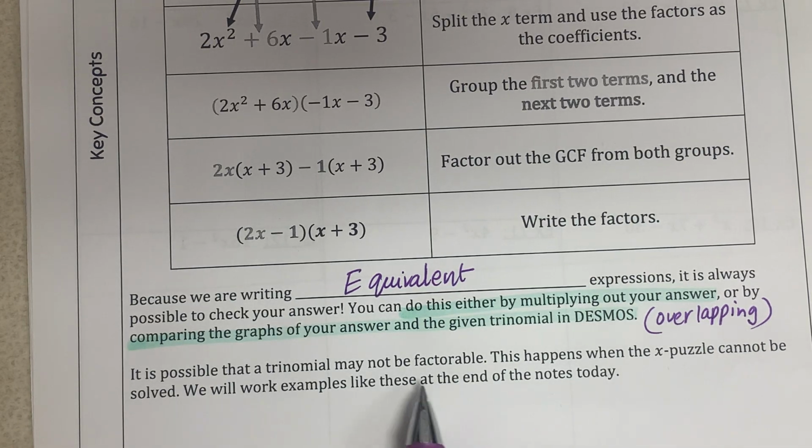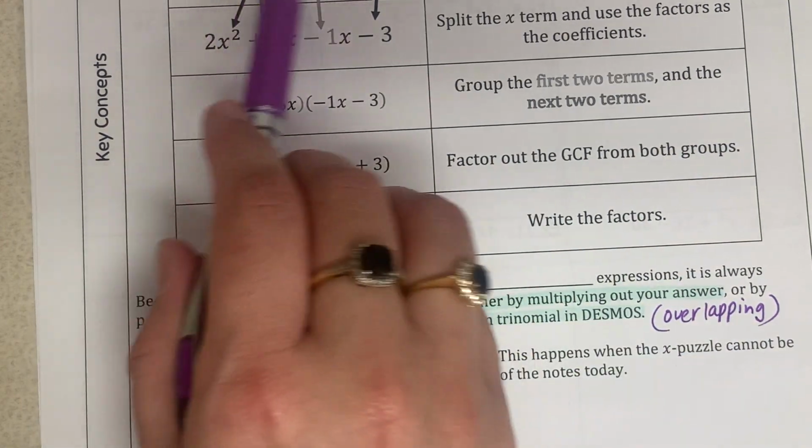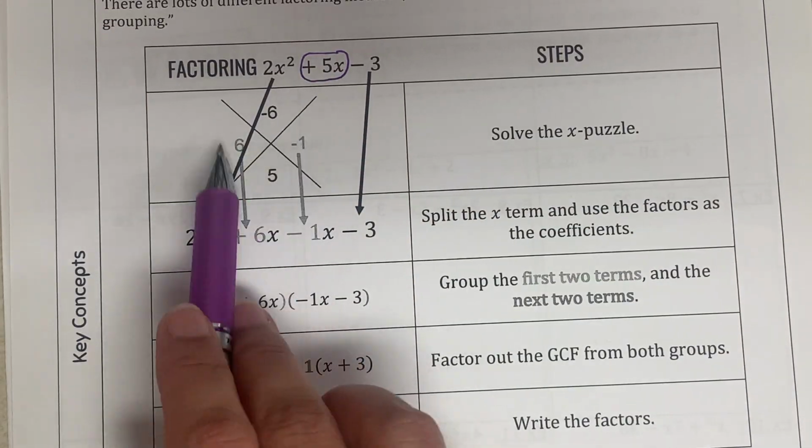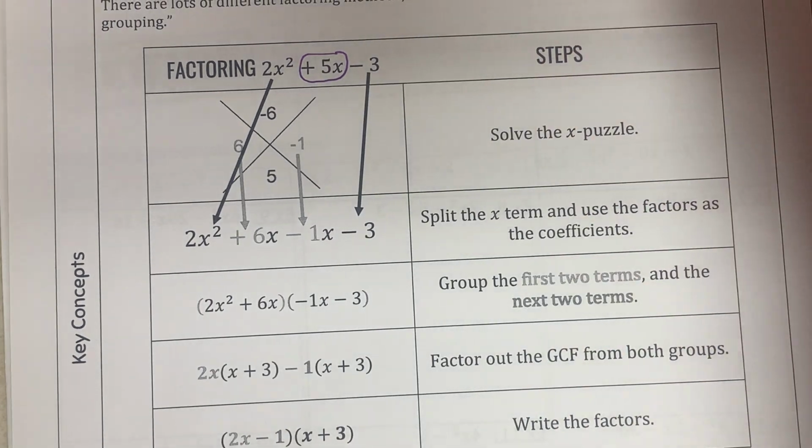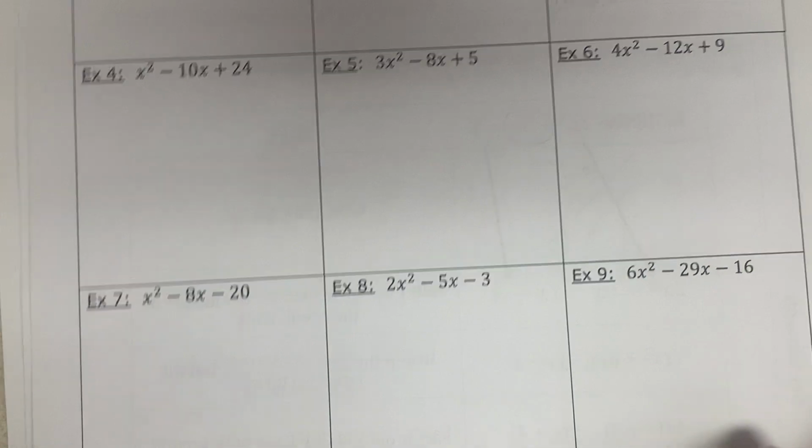Sometimes it is not possible to factor a trinomial. It is because when you solve the X puzzle, you are going to see that there are no two possible numbers that you get on this space. You don't have any numbers. So that situation is no factors. You might see those questions as well.